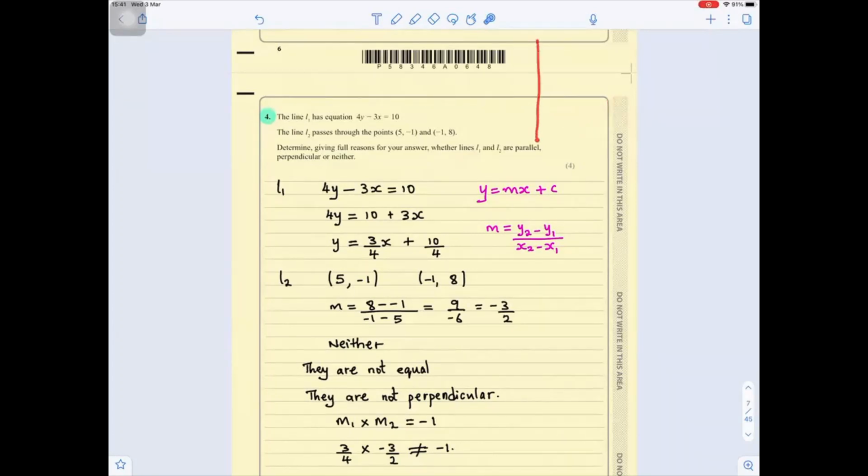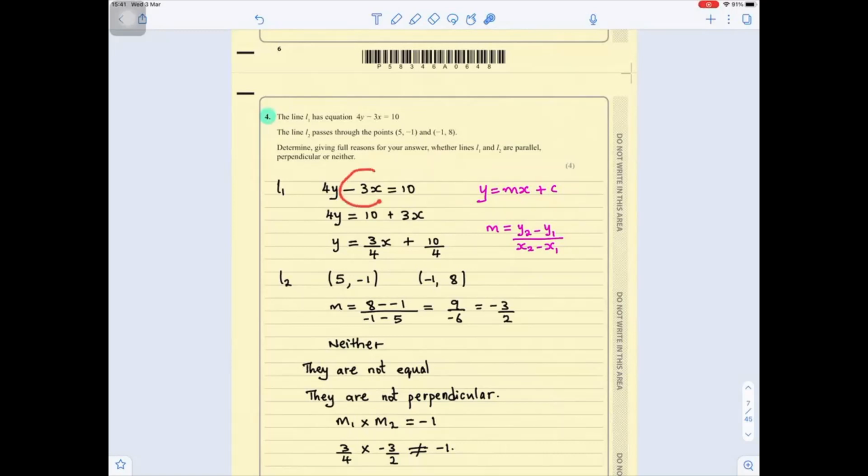Perpendicular, they meet at 90 degrees. So the gradient m1 times the gradient m2 equals minus 1. Right, let's find the gradients of the two lines. The first one, 4y minus 3x equals 10. Arrange it to look like y equals mx plus c.